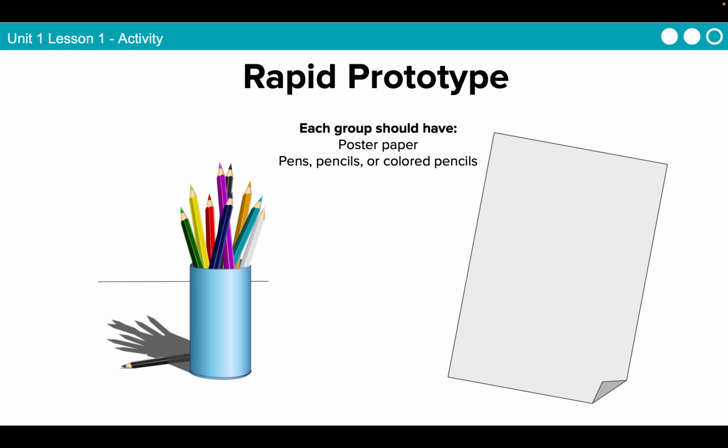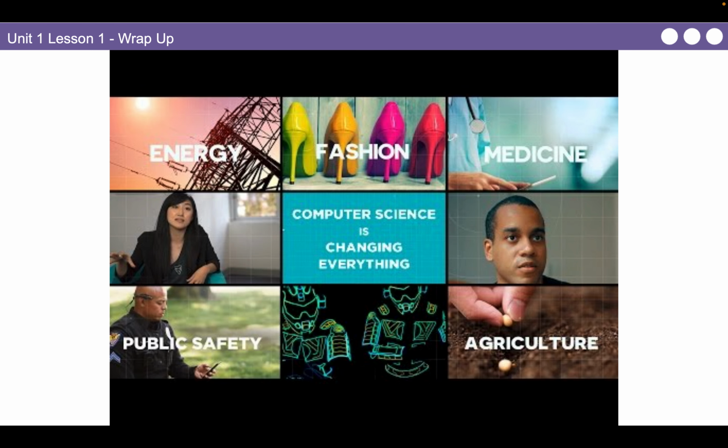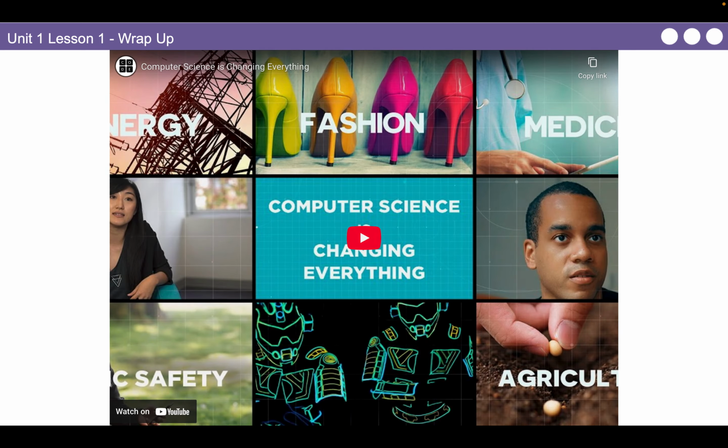Your teacher may have you do this activity called a rapid prototype, where you quickly design the concept for a new innovation or invention that might improve on something that exists or come up with a new idea to solve some problem in the world. We'll be looking at the concept of innovation, especially computing innovations, throughout the year. There's also this video toward the end that you may see in class.